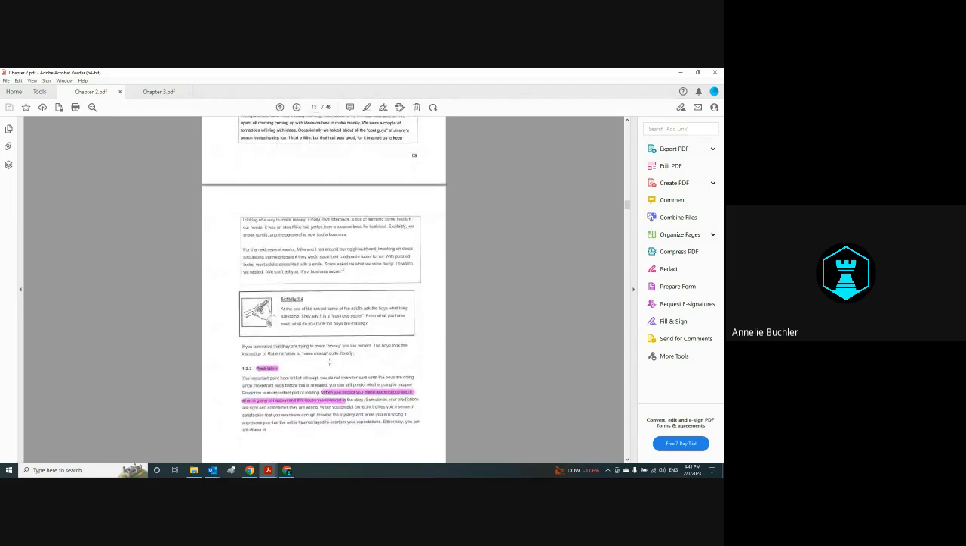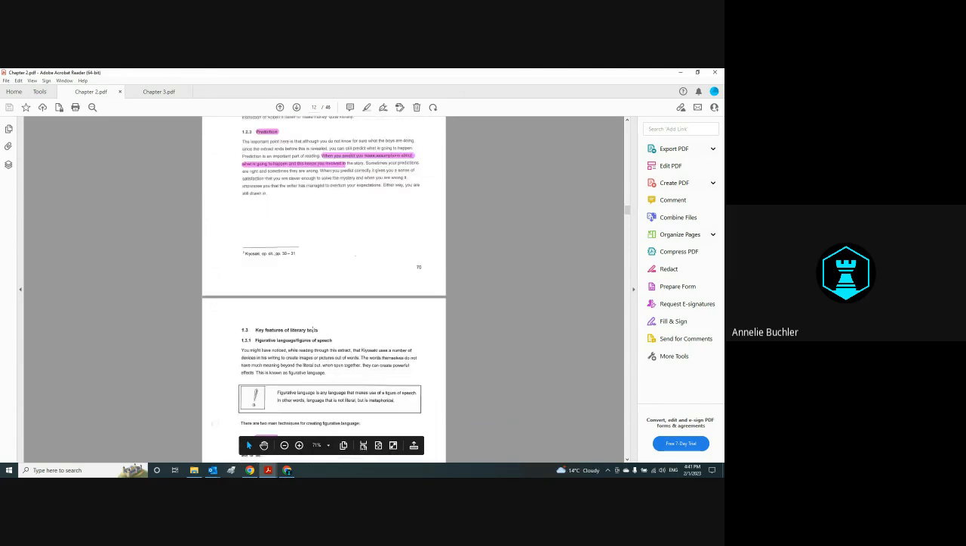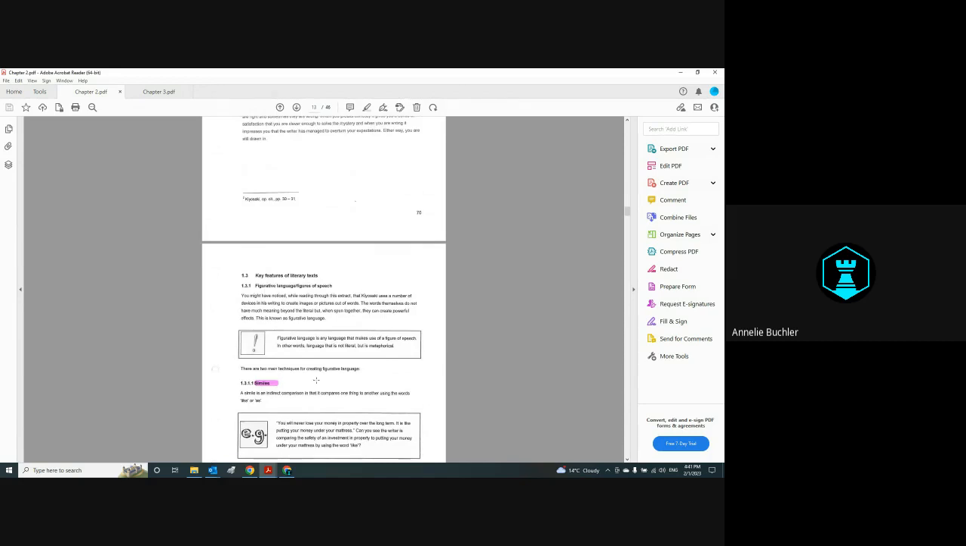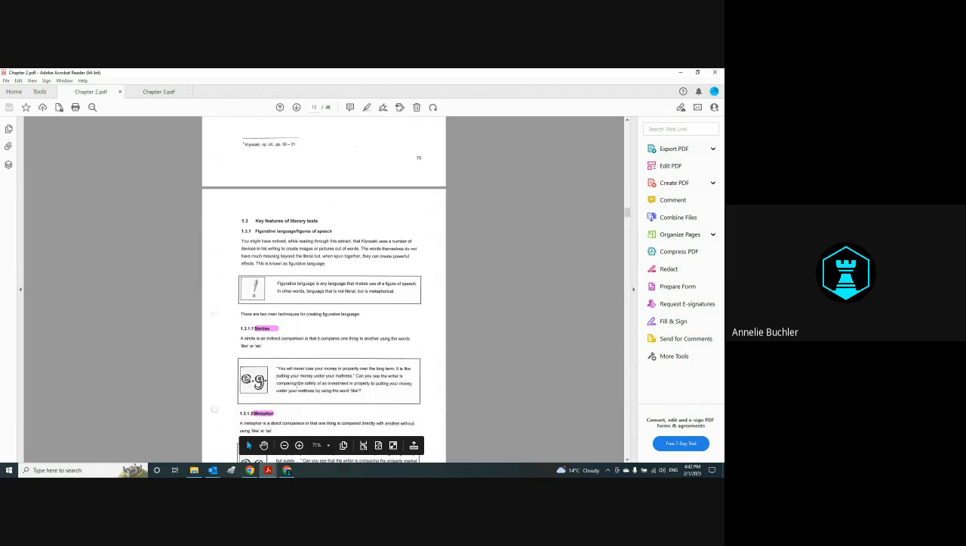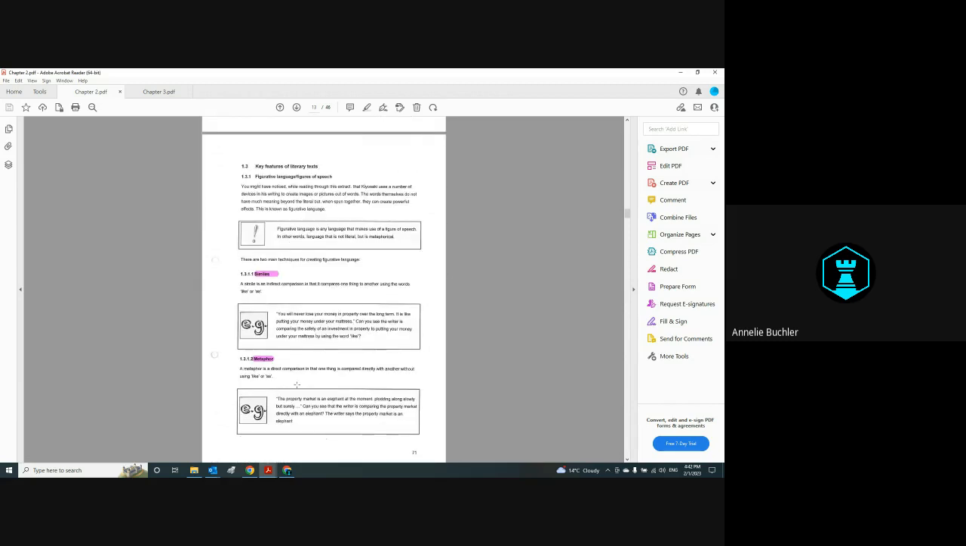Okay, prediction is very much straightforward. If you predict something, you make an assumption of what's going to happen. So look at your definition of predictions. Then your comparisons: comparing objects by using the words like or as. Something similar, so you compare. Your metaphors are, again, comparison without using like or as.